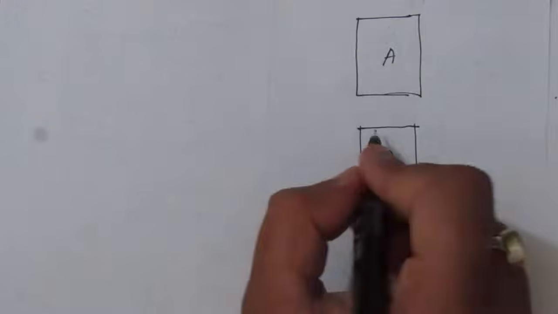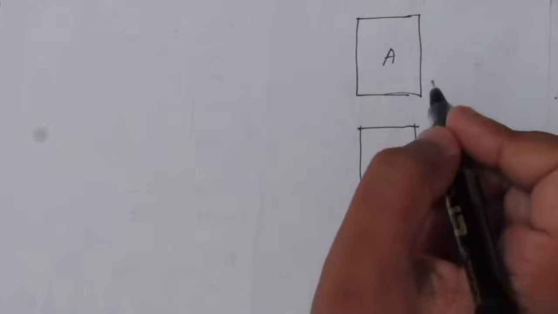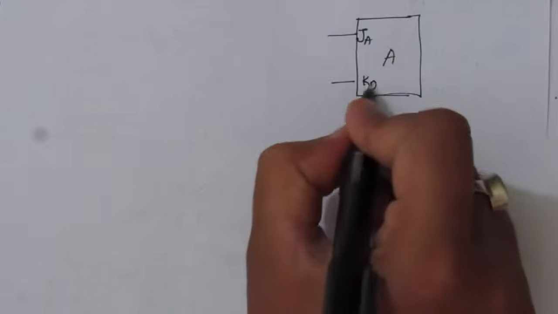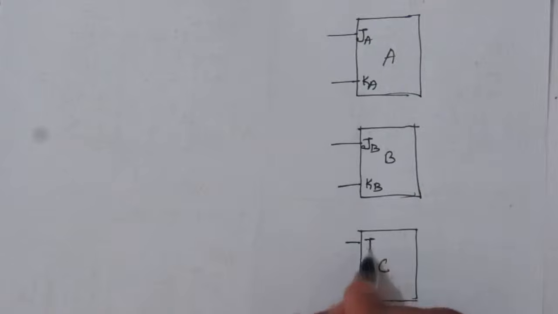B flip-flop, this is KB. So in the second part, we have to use JK flip-flop. So here we'll have JA, KA, JB, KB, JC, KC. So these are the three flip-flops. Here we'll have the normal output and here we'll have the complemented output.